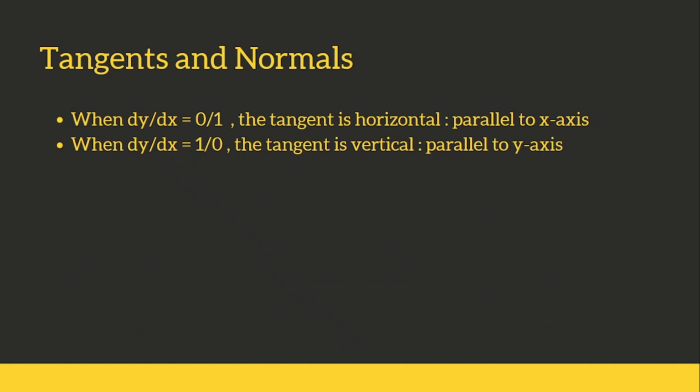So for tangents and normals, if your dy/dx is 0 over 1, this means the tangent is horizontal, and in that case, it's parallel to the x-axis. Then, in the case of dy/dx equal to 1 over 0, so the denominator is 0, that means the tangent is essentially vertical and will be parallel to the y-axis. So take note and try to remember this as well, as usually they will be tested in questions saying, find what happens when the tangent is vertical or when the tangent is horizontal. So bear this in mind.